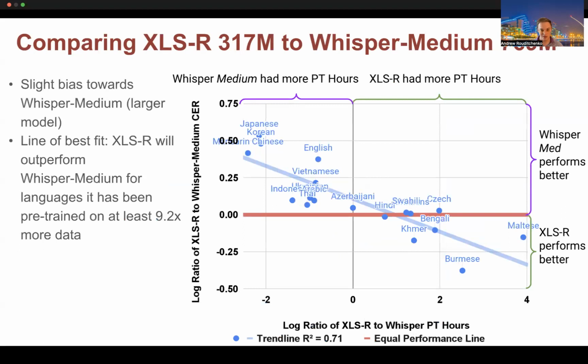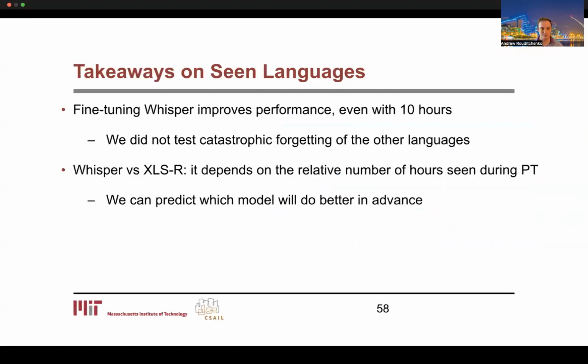We also repeated this linear regression with Whisper medium, and we see that now there's a slight bias towards Whisper medium, which in this case is the larger model. And now the line of best fit says that XLSR is going to outperform Whisper medium when it's seen at least 9.2x more data. So using this technique, we can make a decision rule. If we're deciding between 2 different models and we have a given seen language, we can try to predict which model will perform better.